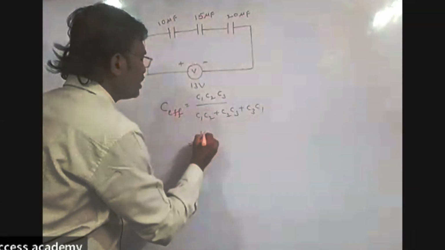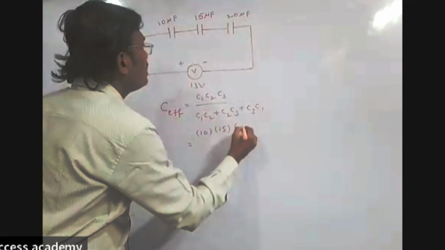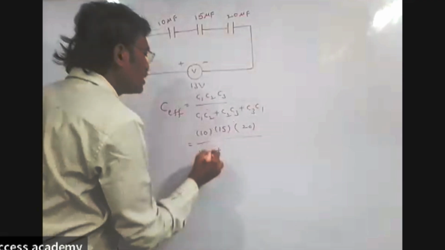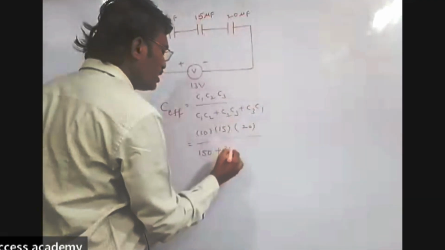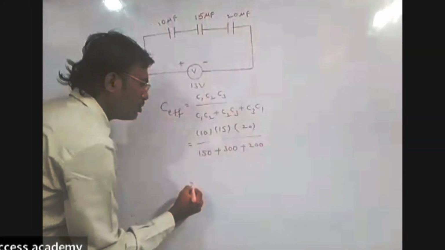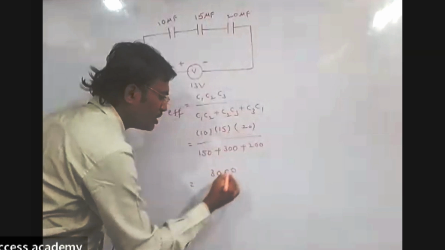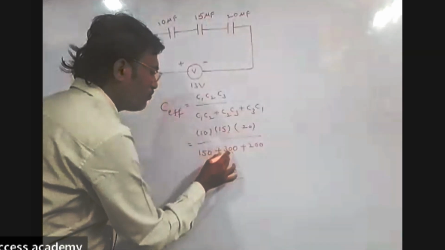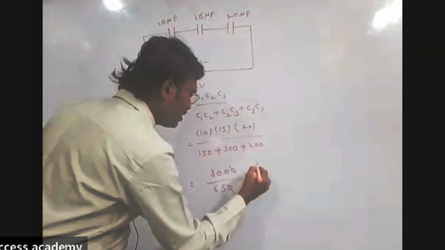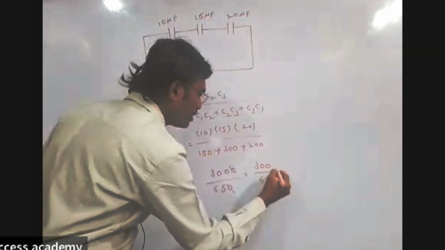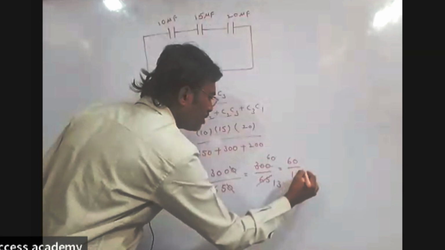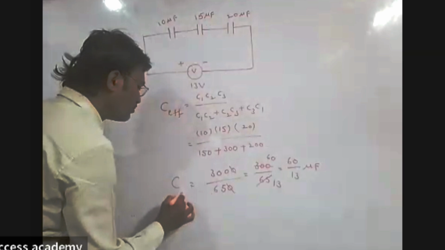Then C1C2 plus C2C3 plus C3C1: 10 into 15 is 150, plus 15 into 20 is 300, plus 20 into 10 is 200. So 150 plus 300 is 450, plus 200 is 650. The zeros get cancelled, and that is 300 by 65, which equals 60 by 13 microfarad. This is the effective capacity.